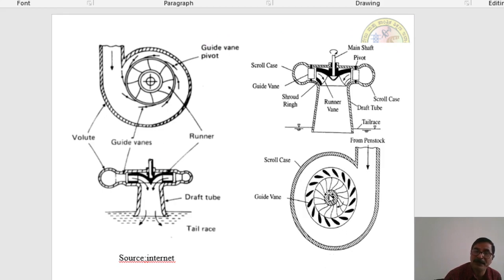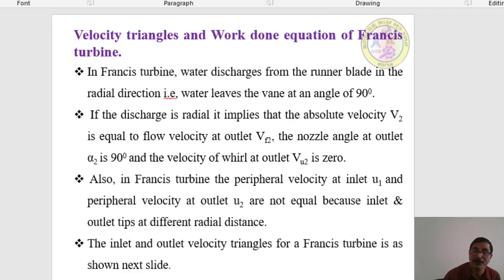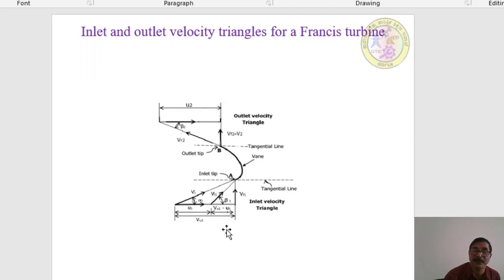So that is, the diameter of the inlet is bigger than the diameter of the outlet. That's why U2 is not equal to U1. So the inlet and outlet velocity triangles of a Francis turbine are shown here. Now let us look at the inlet velocity triangle.